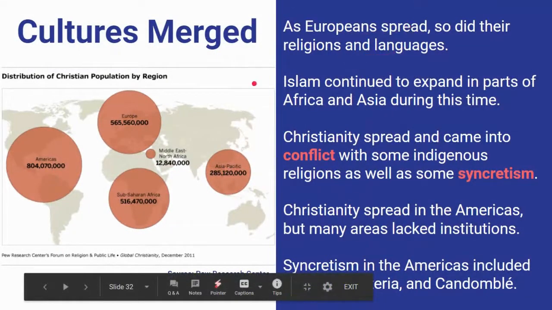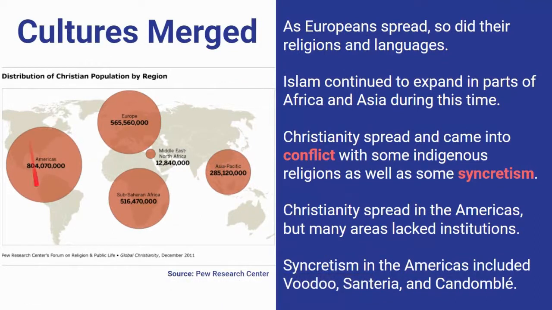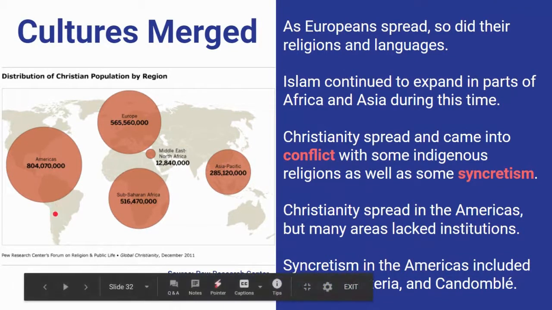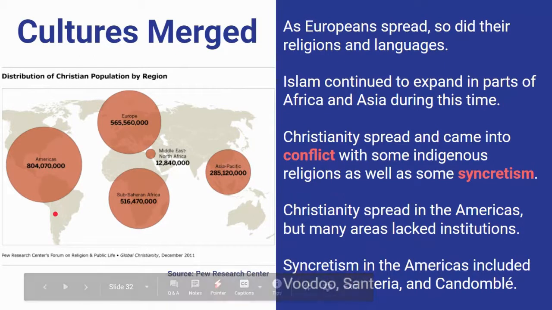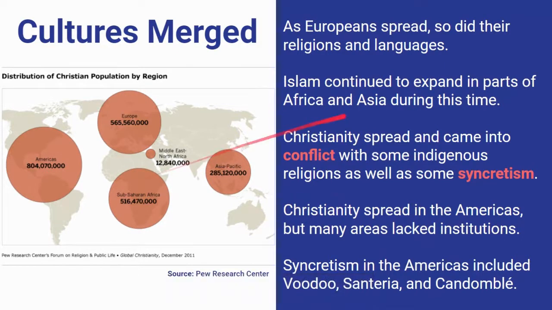So as Europeans spread, of course, their religion and languages did too. This shows you Christians in the Americas, which I think is an indicator of that Spanish influence, essentially, in the Americas. As it spread, it came into conflict, of course, with the local religions, but sometimes they merged.